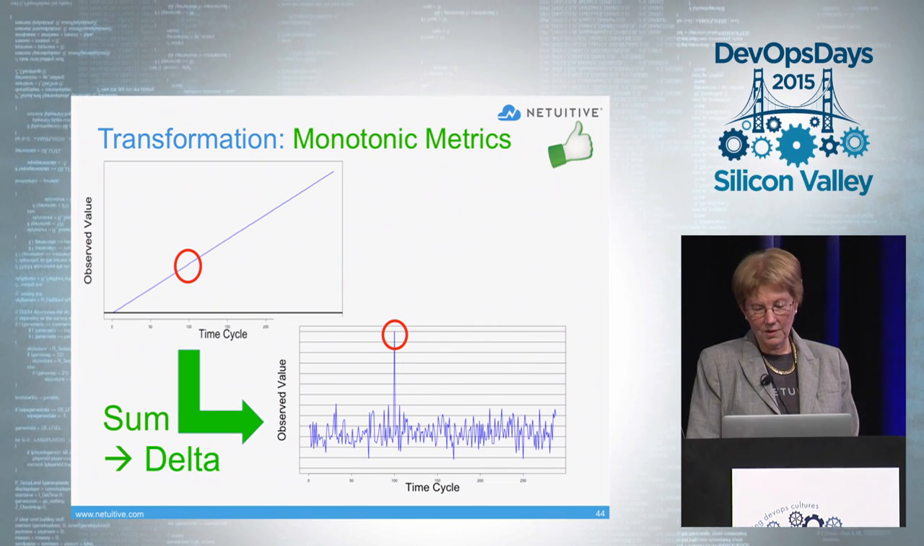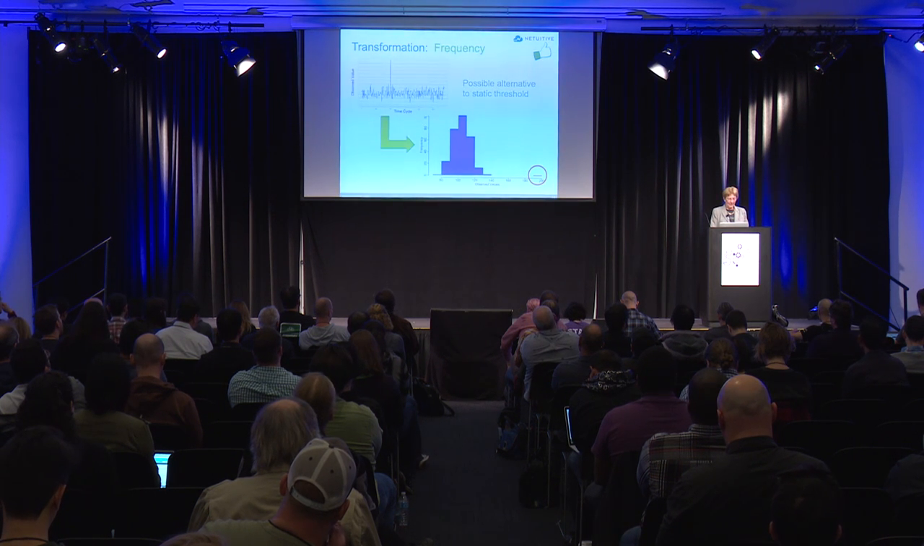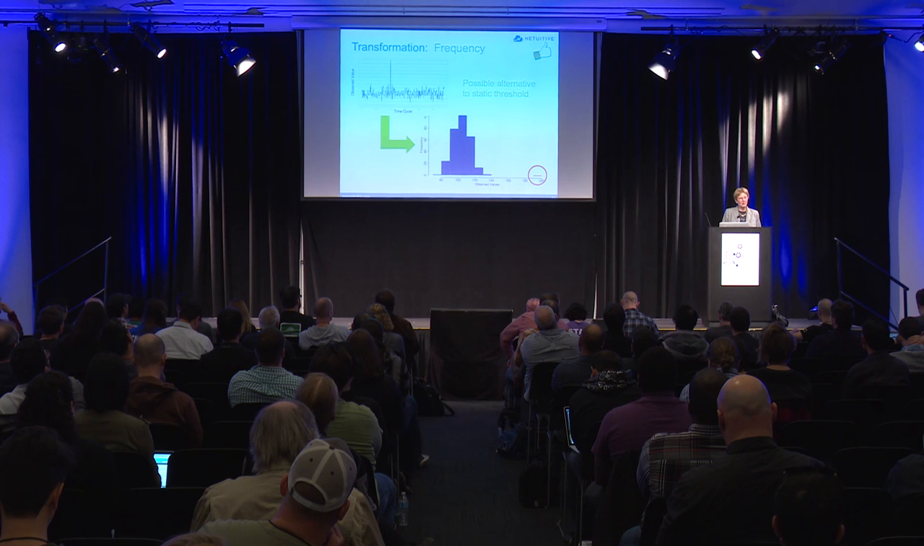The problem is that sometimes that doesn't work that well due to the fact that the changes are short-lived and spurious, and that gives you too much noise. Another case of applying these particular functions is that you can map a metric to a frequency histogram. What a frequency histogram is doing is it's counting the number of times you've seen each observation or intervals of observation.